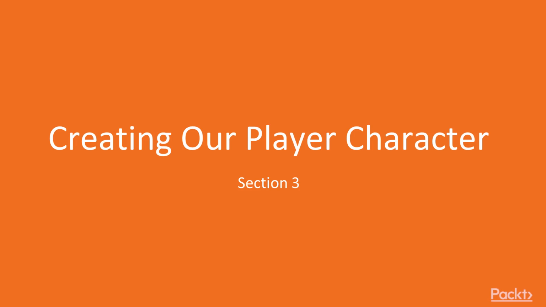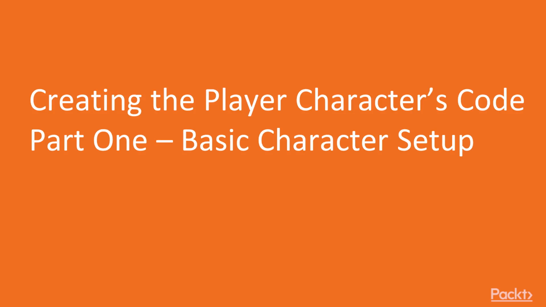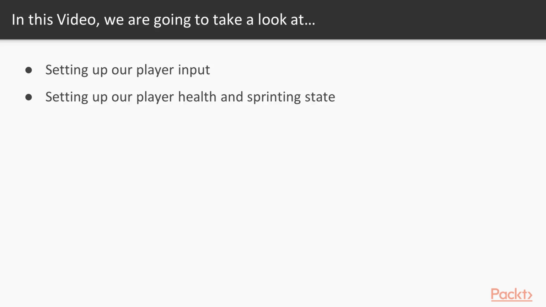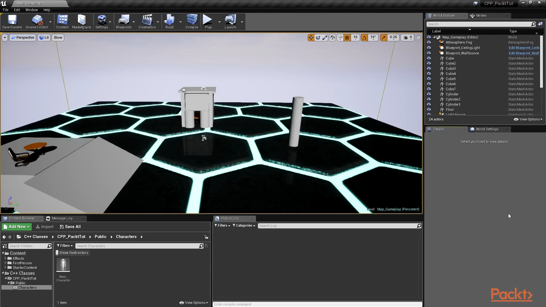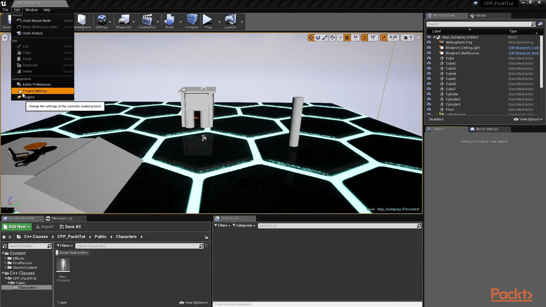Welcome to Section 3, Creating the Player Character, Creating the Player Character's Code, Part 1, Basic Character Setup. In this video, we are going to set up our player inputs, set up our player health, and our sprinting state. First, let's go to the top left, under Edit, select Project Settings.